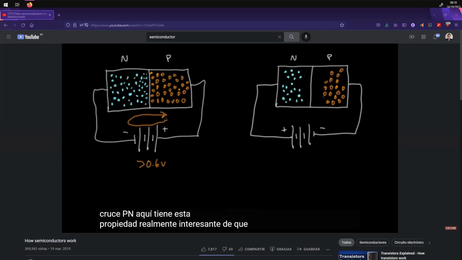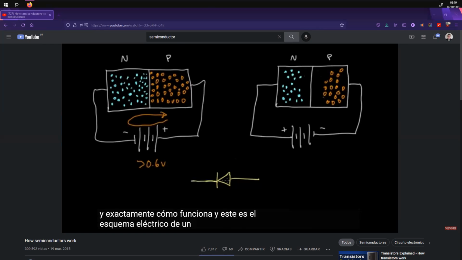That it'll allow current to flow in one direction, but prevent current from flowing in the other direction. And so maybe you've heard of a diode, which is this electrical component that allows current to flow in one direction, but not the other. And this is exactly how it's built and exactly how it works. And this is the electrical schematic for a diode.